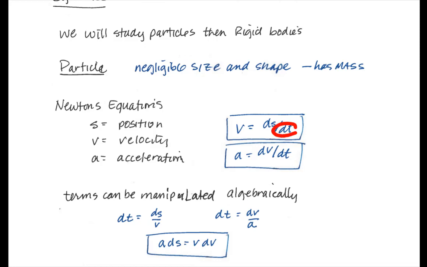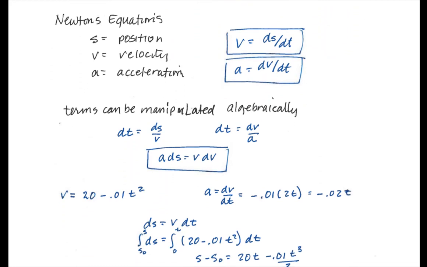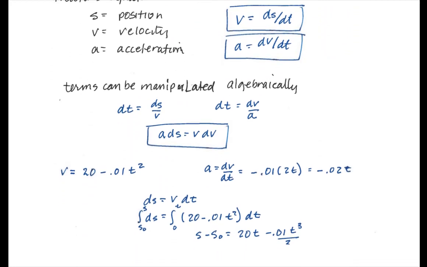For example, you can solve this one for dt and this one for dt, and then you can set those two equal to each other. So you have this term equal to that term, and that forms this equation called a ds is equal to v dv. When you do that, you can solve the problems in a lot of different ways. We're going to come back to this form. For right now, let's just look at a and v as functions of time.